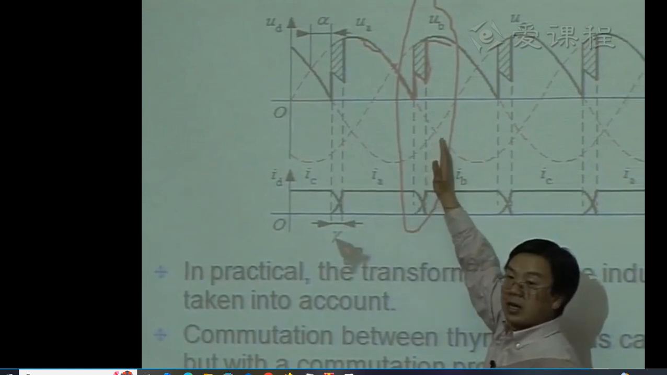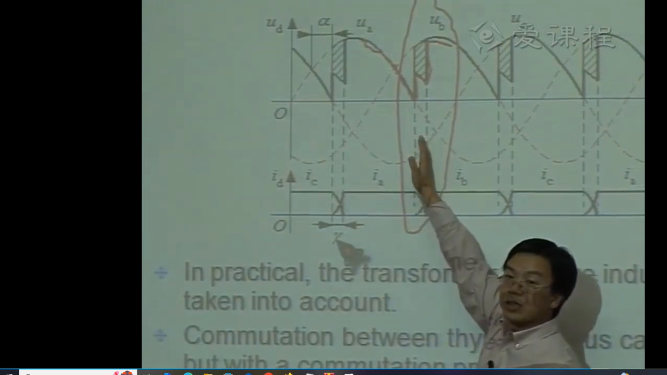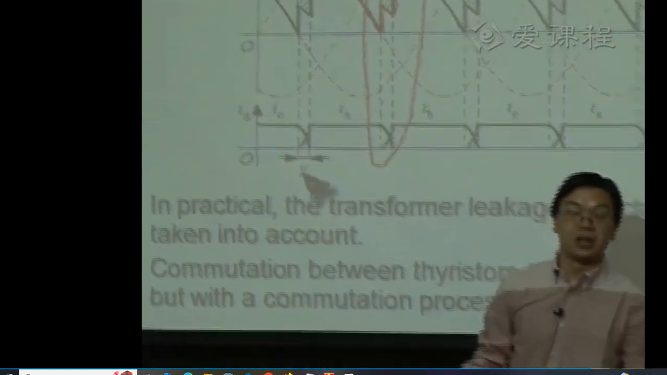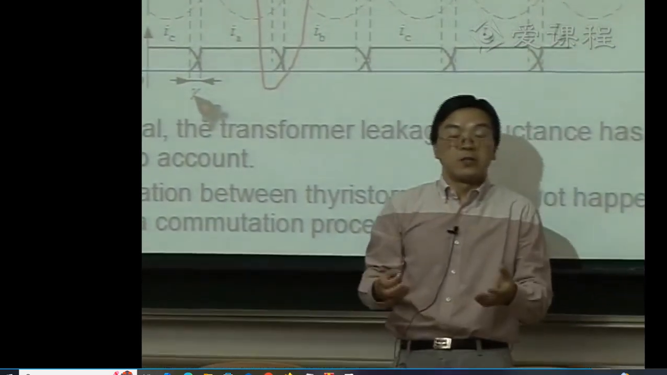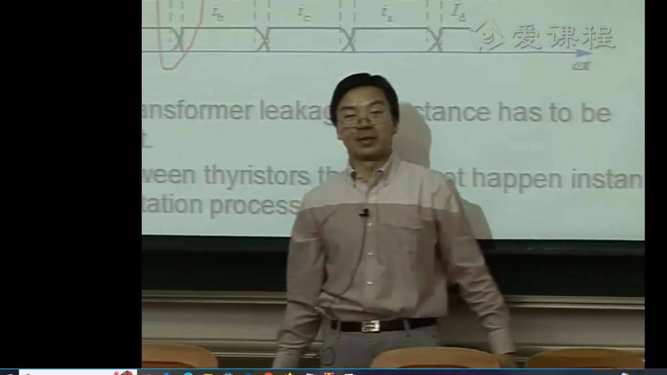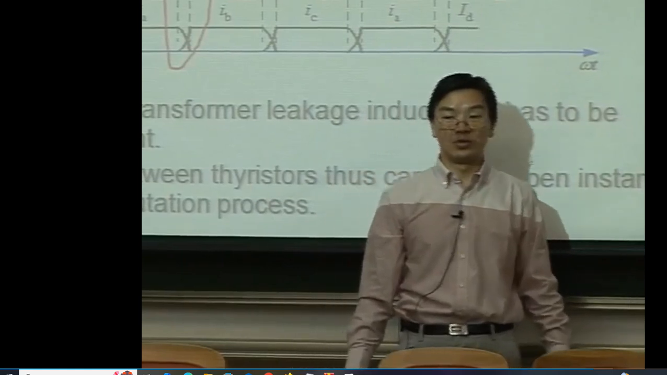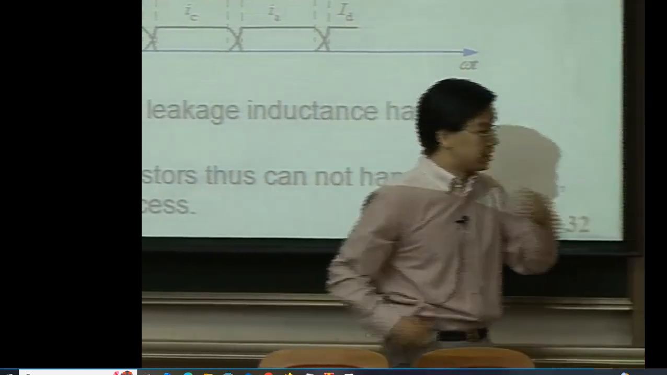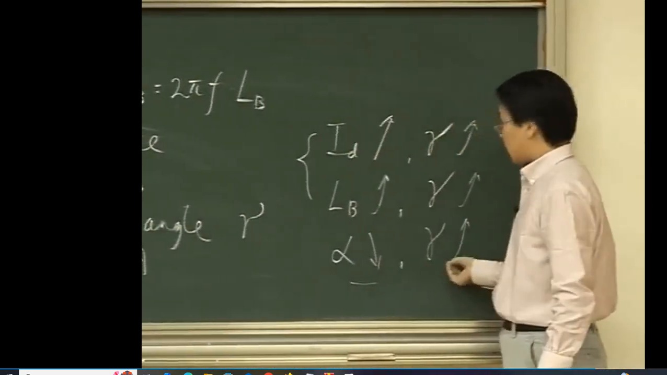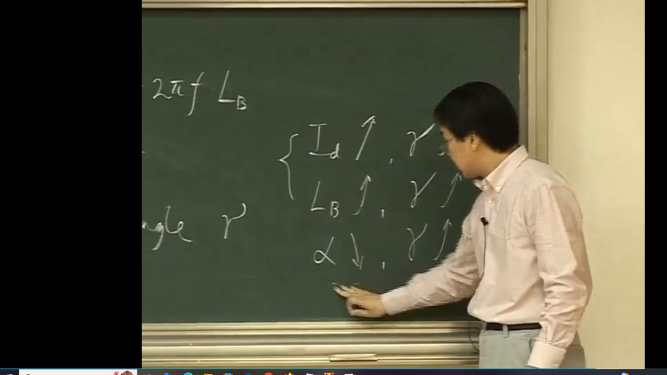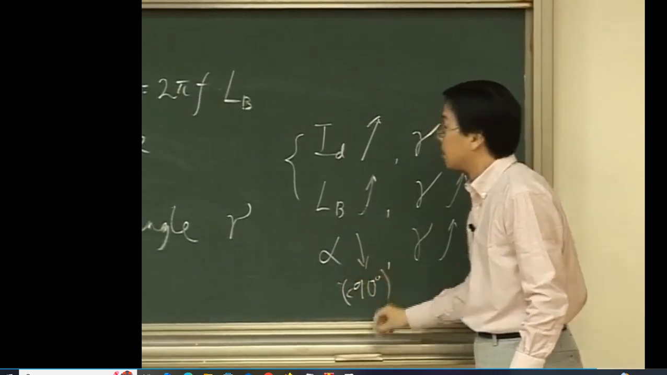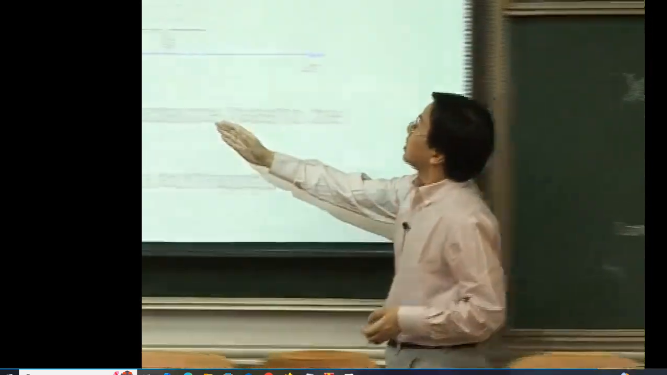When alpha is smaller, that means the difference between UB and UA is smaller, and therefore this driving force is smaller, and therefore it takes longer time for this commutation to be completed. So that's why when alpha is smaller, gamma is longer. But this is true only when alpha is smaller than 90 degrees. Okay? When alpha is larger than 90 degrees, it's different.